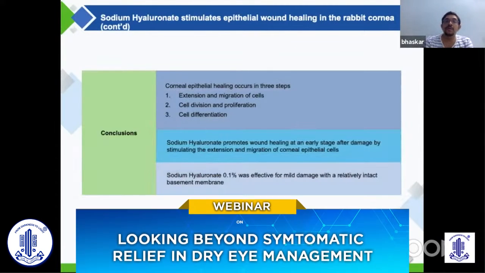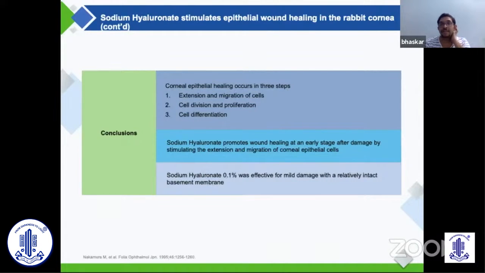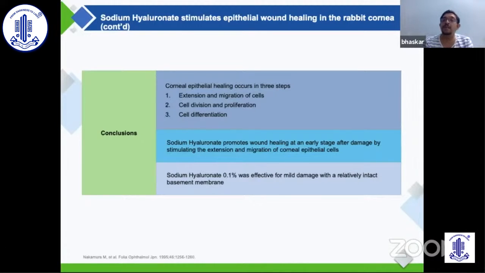So to conclude, when you're looking at epithelial healing, you're basically looking at 3 steps: a migration of the epithelium, a cell division or proliferation, and a cell differentiation. So very early in the injury phase, sodium hyaluronate does promote healing by facilitating a movement of the epithelium on the surface, and it very quickly reestablishes the epithelial barrier on the bed. And a 0.1 was effective for mild damage with a relatively intact basement membrane.